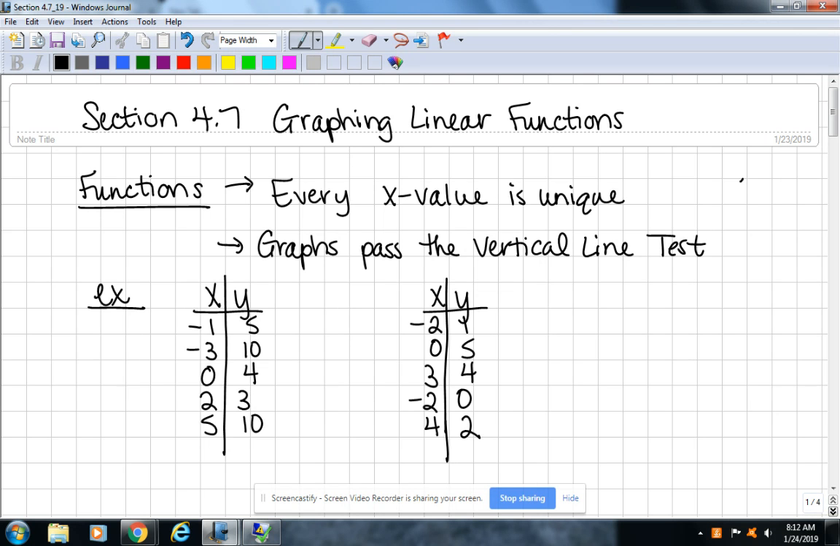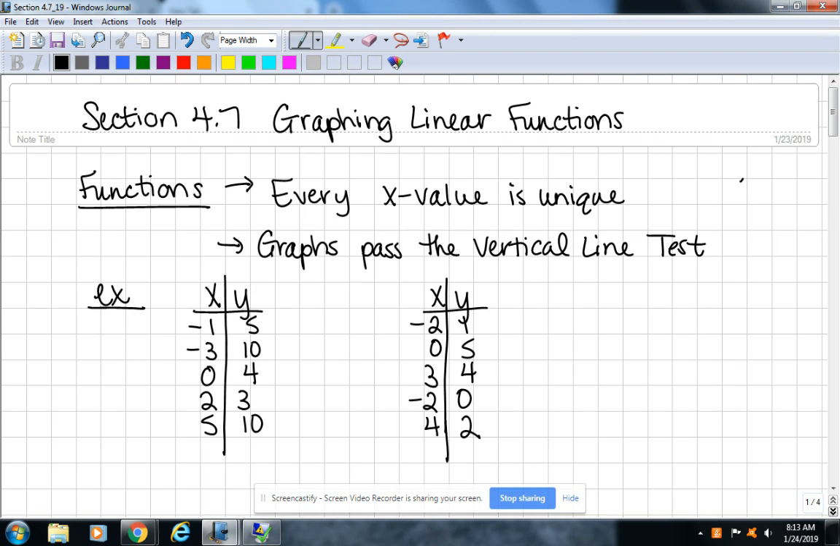So here are some examples of relations. We call it a relation if it's just a set of ordered pairs. To see if it's a function or not, you're looking for all different x's. It's okay if y is repeated, but your x's have to be all different. So look at this one. I'm looking at the x column. Are any of them the same, or are they all different?